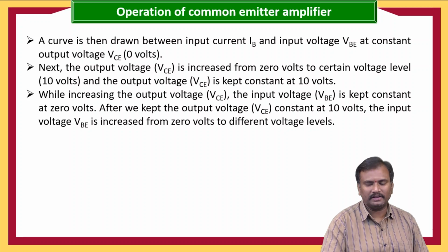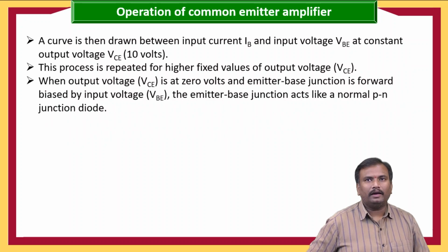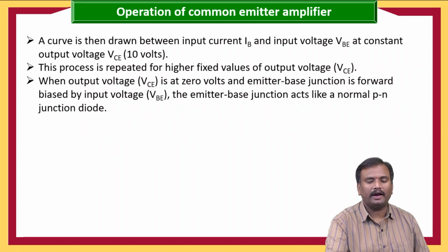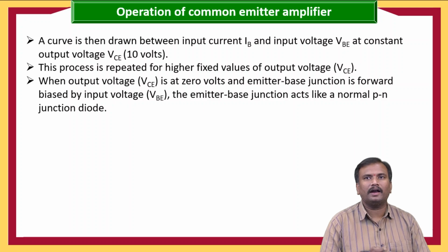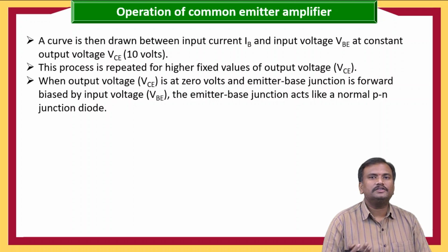After we kept the output voltage constant at 10 volts, the input voltage is increased from 0 volts to different voltage levels. And in the same way, for each voltage level of input voltage, the corresponding IB current is recorded. And this process is repeated for higher values of fixed output voltages VCE. Like we have taken in the graph, we have seen VCE at 0, VCE at 10, VCE at 20. Like that we can change the different values of VCE and we can check the input characteristics.